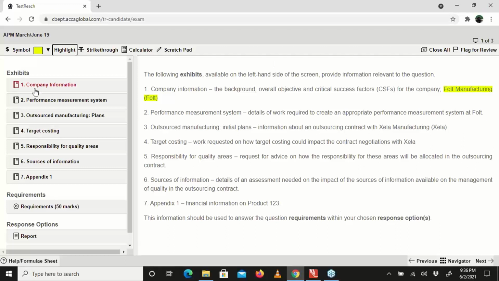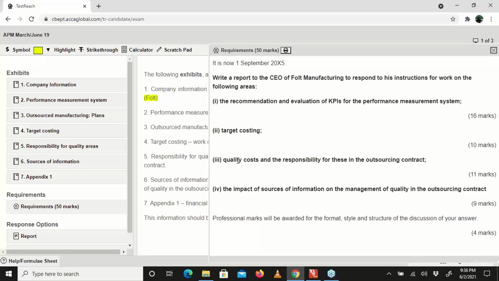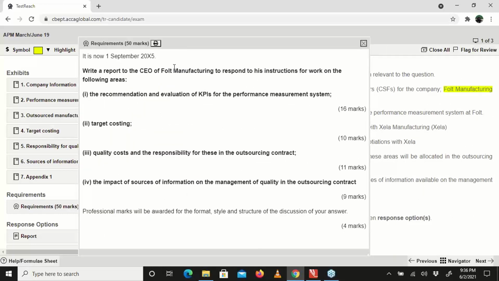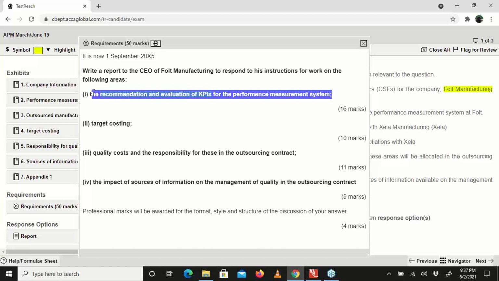I'm going to read the question requirements first, so that I have an idea in advance of what exactly he is asking me to do. One: write a report to the chief executive of Fault Manufacturing to respond to his instructions for work on the following areas: the recommendation and evaluation of KPIs for the performance measurement system. So you would have to talk about whether these KPIs are appropriate, or whether there could be additional KPIs introduced within this organization. Next is target costing. The third is quality cost and responsibility for these in the outsourced contract. Fourth is the impact of sources of information on the management of quality in the outsourcing contract. So all of this is what we are going to discuss now.